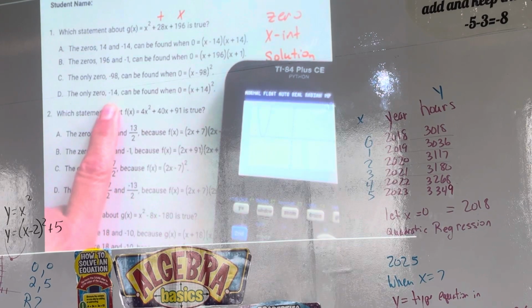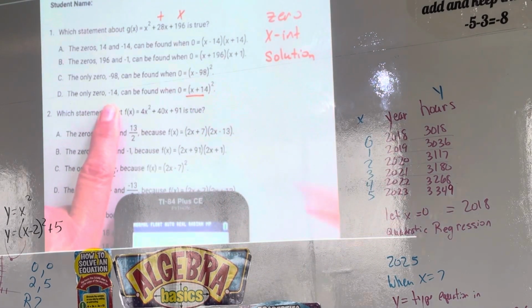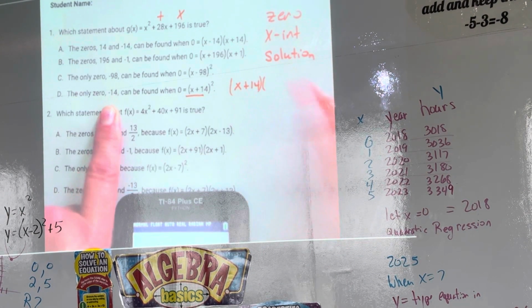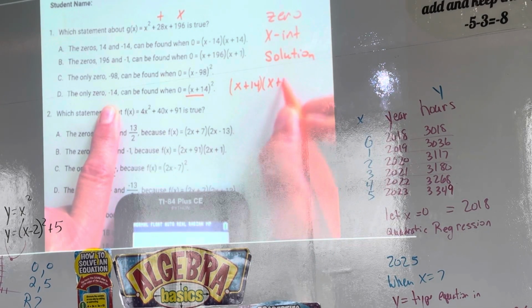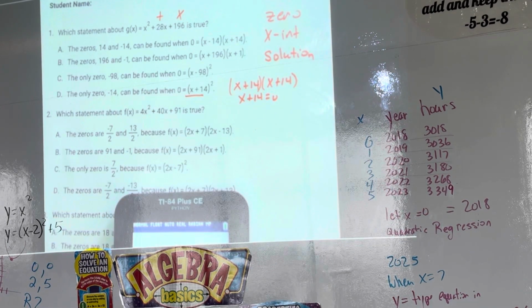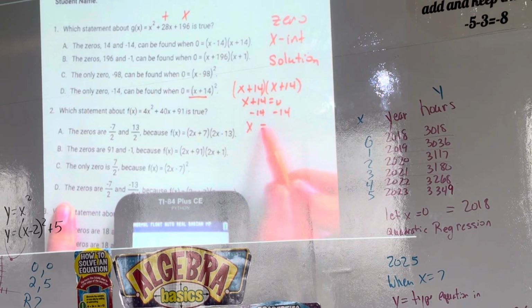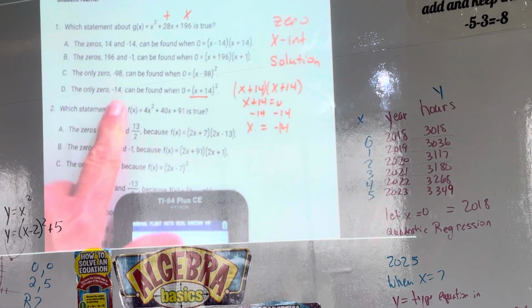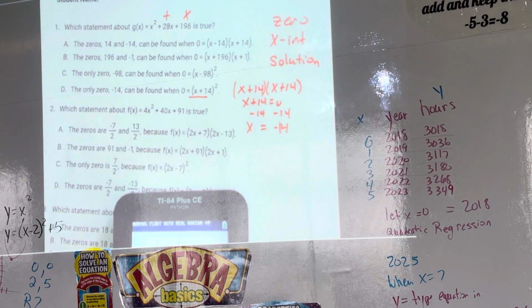Negative 14. Okay, and so tell me about the factor. If you have x plus 14 squared, that means x plus 14 times x plus 14. So if you set x plus 14 equal to 0, how would you solve it? The opposite of adding is subtracting. So that is why the factor is always opposite of the solution. So the factor is positive 14 and the solution is negative 14. So even though you've got 2 solutions, it's happening at the same time. So my answer is D.